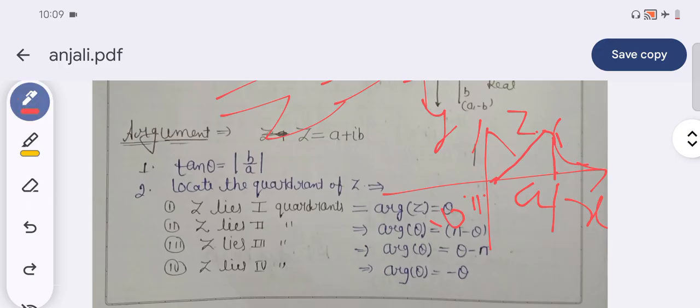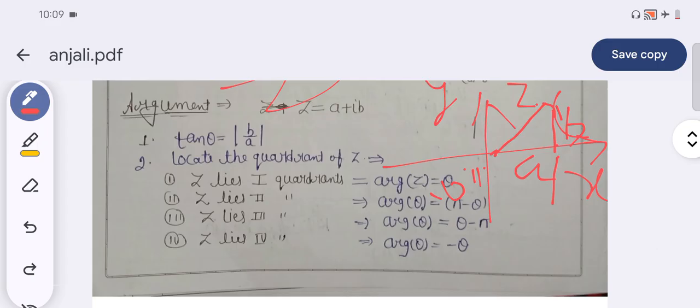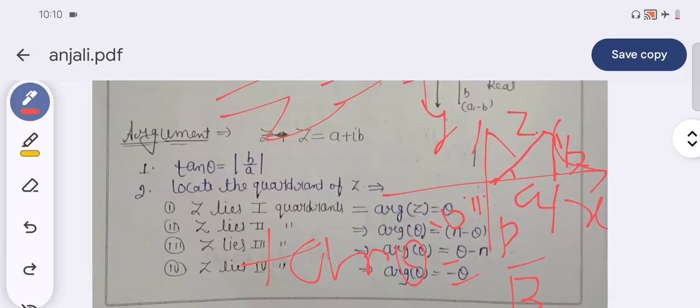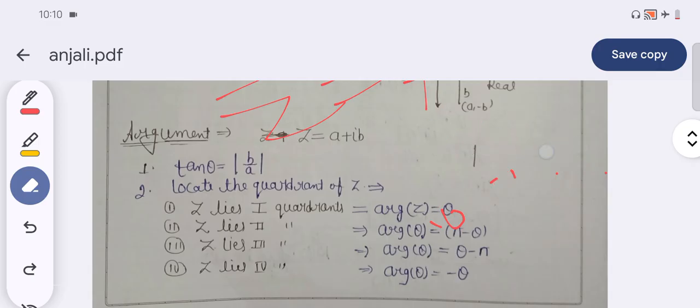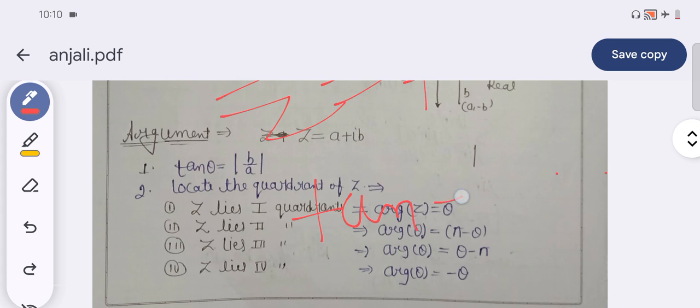When we use the trigonometric ratio, tan theta is equal to perpendicular upon base. So along this angle, the perpendicular is b and the base is a, so tan theta is equal to mod of b upon a. It is clear or not?